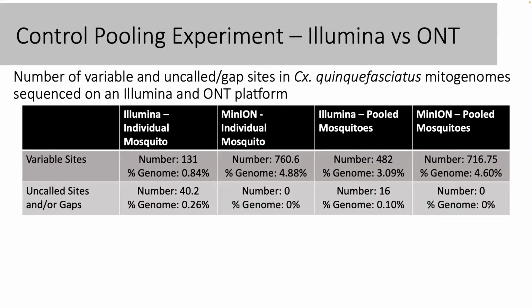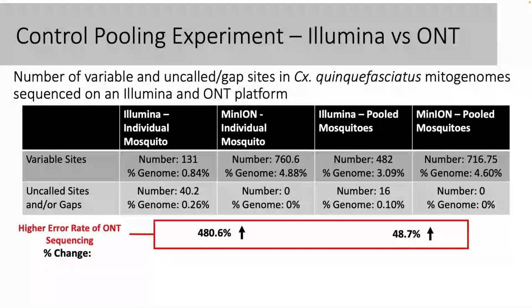And then we looked at the number of variable sites and uncalled gap sites within both our Illumina data and our Minion data in both individual scenario and a pooled scenario. And we identified that within our individual mosquitoes, we saw a 480% increase in the number of variable sites called between Illumina and Minion. And we saw a 48.7% increase in our pooled samples from Illumina to Minion. And this is probably due to the higher error rate of ONT sequencing. It is around 10%. And so we're probably getting a lot higher number of variable sites because of the error. And so we're going to more trust the variable sites that were called in the Illumina data.